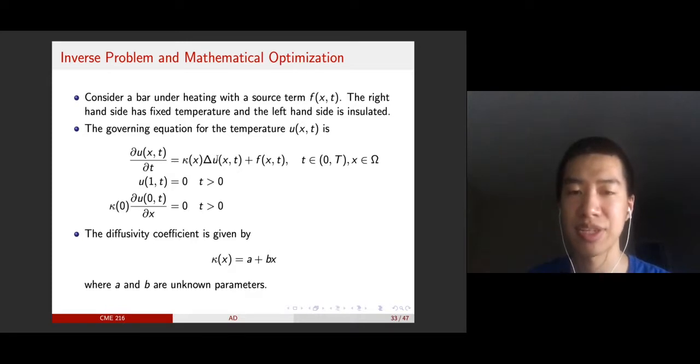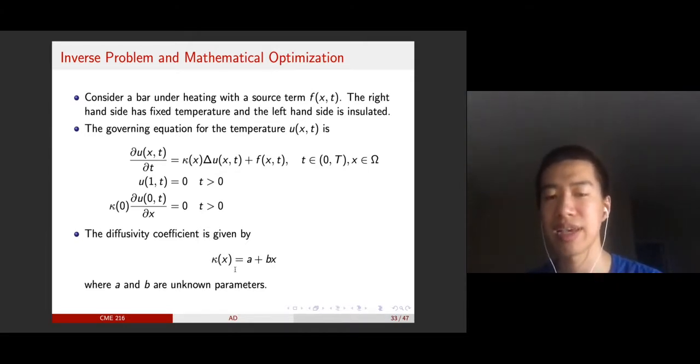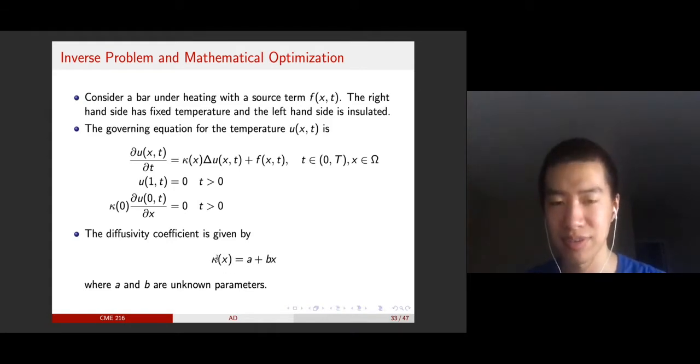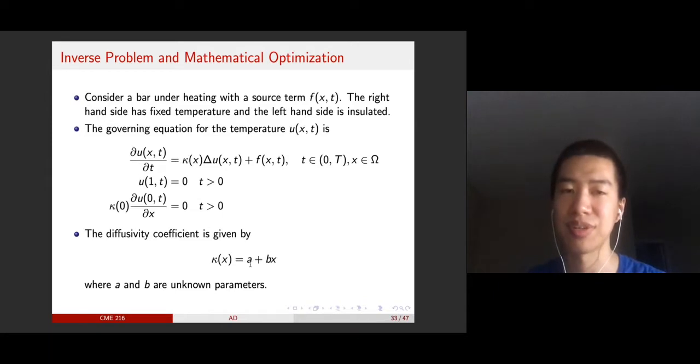And this is the Laplacian operator. And kappa is the so-called diffusivity coefficient. In our case, we would express kappa(x) as a spatially varying function, which has this form. This is linear in the location. Of course, this is an ideal model, and you can customize this model in real applications to different kinds of functional forms. And the right-hand side is a fixed temperature, and the left-hand side is insulated.